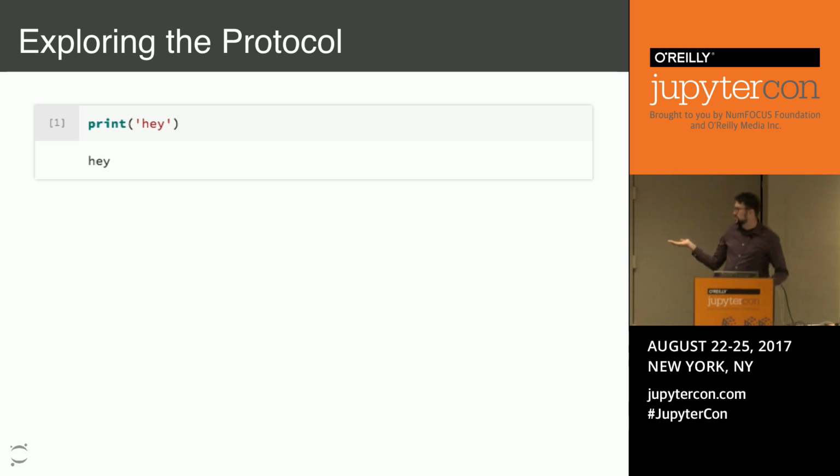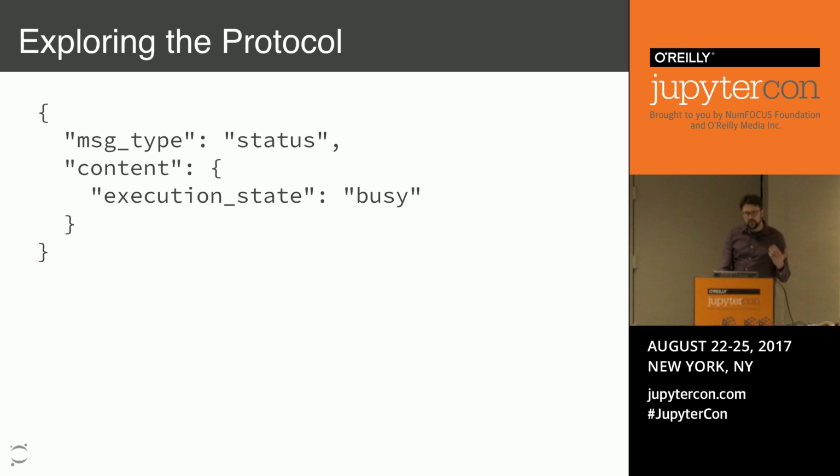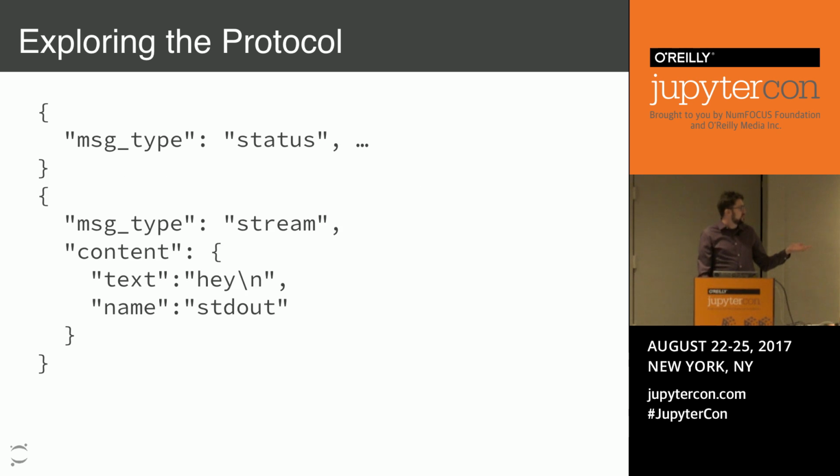So we've got a simple cell here. Someone's going to do print hey, and then hope to get hey back. And the way the protocol works, it's just this JSON message, and this is not the actual protocol. I'm doing kind of like a simplified version to walk through. Basically, we say we're going to do execution. We say what the code is, and then the kernel responds back and says that it's busy. It's executing that code. It says we have a status message.